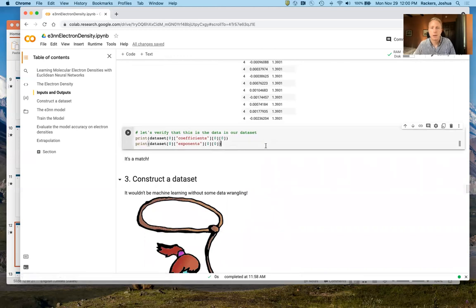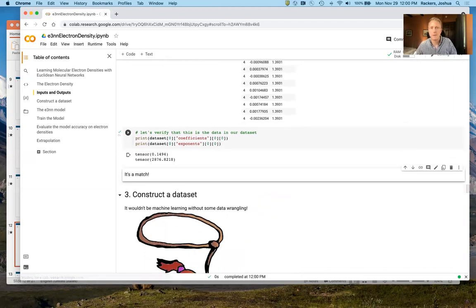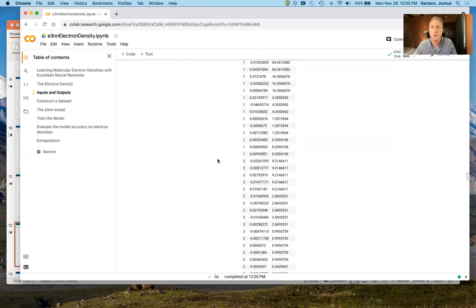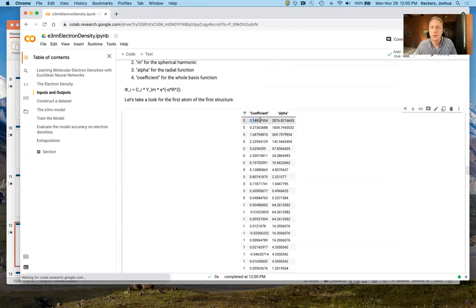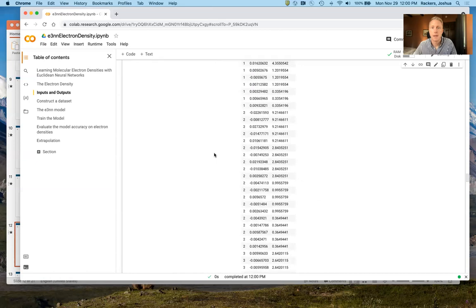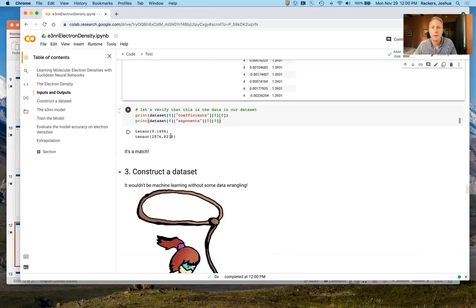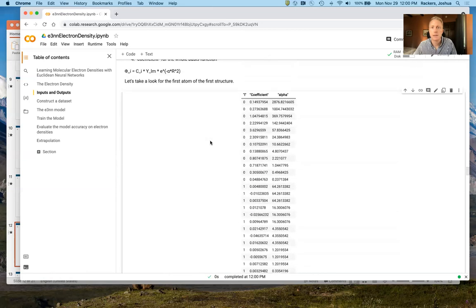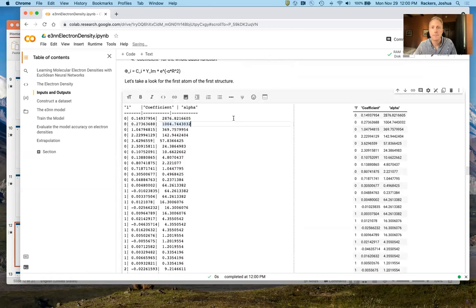All right, so let's verify from this table that what I have in my data set is actually the same thing. So the first coefficient is 1494, and that is the same. And the alpha is 2,876, and that's the same.